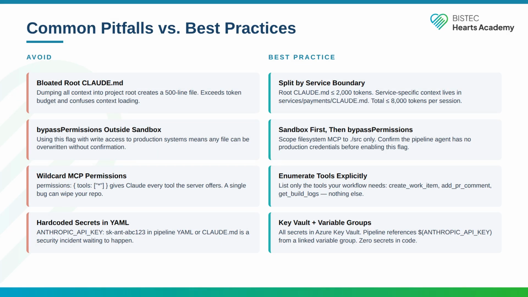4 recurring failure patterns appear consistently when teams adopt Claude Code at scale. Understanding them upfront saves you the learning-the-hard-way version. The first pitfall is the bloated root CLAUDE.md. When you dump all context, constraints, and style guides into a single file, you create a 500-line configuration that exceeds the token budget, slows every session, and becomes too large for engineers to read and maintain.